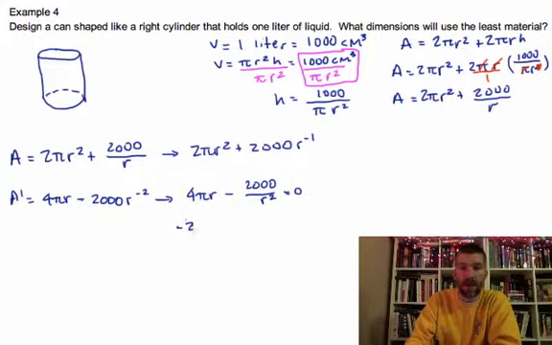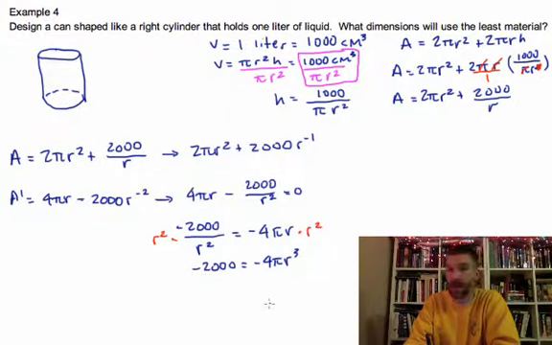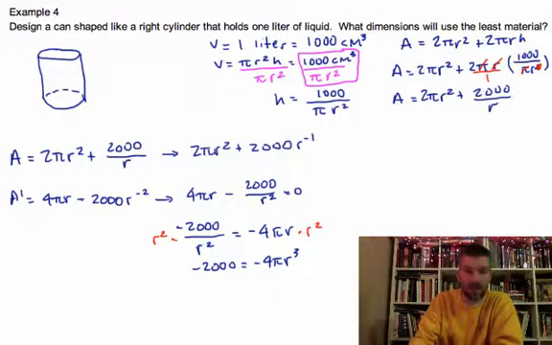So I'm going to end up with -2,000 over r squared equals -4 pi r. I just moved one guy over. I'm going to multiply both sides by r squared. So -2,000 equals -4 pi r cubed, and then I have to get the r all by himself, so I'm going to divide both sides by that 4 pi.